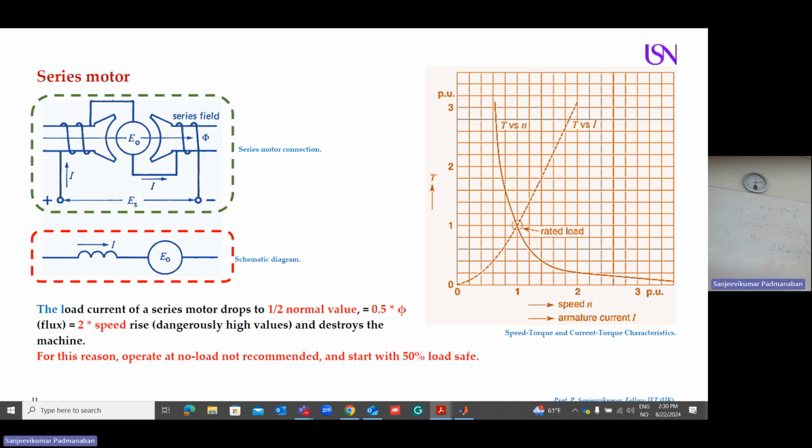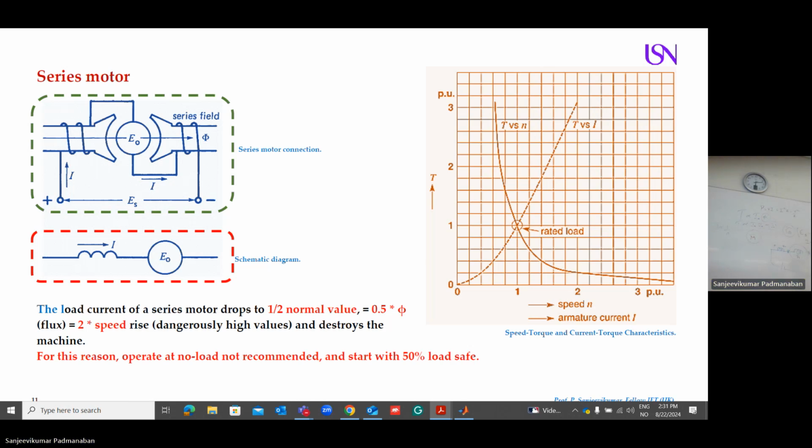The most important thing at the beginning of your series motor: you should start with 50% load, always loaded with 50%. For example, if you are not keeping 50% load, what happens? Your flux goes down very much and the speed increases like 300 times and the armature will fly off. In order to protect your series machine, you have to start your series machine at least with 50% load.